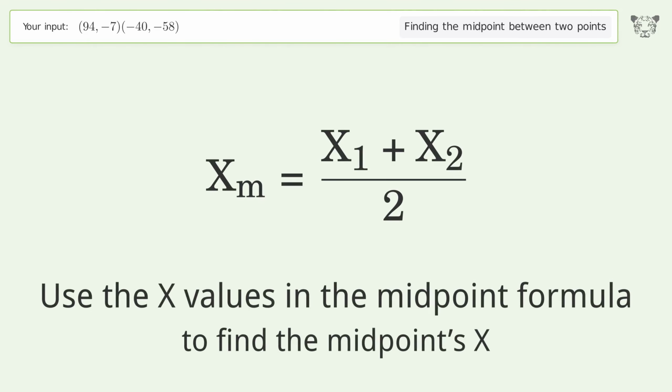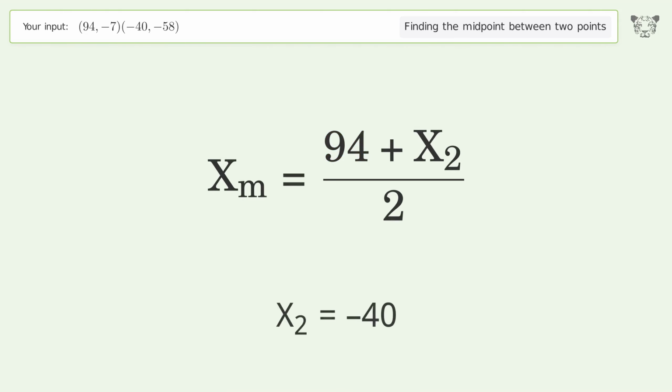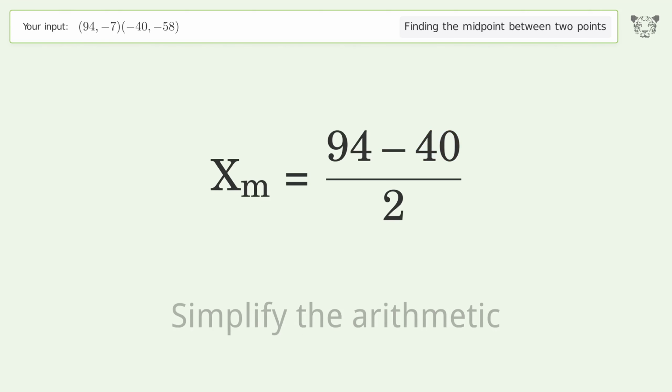Use the x values in the midpoint formula to find the midpoint's x. x1 equals 94. x2 equals negative 40. Simplify the arithmetic.